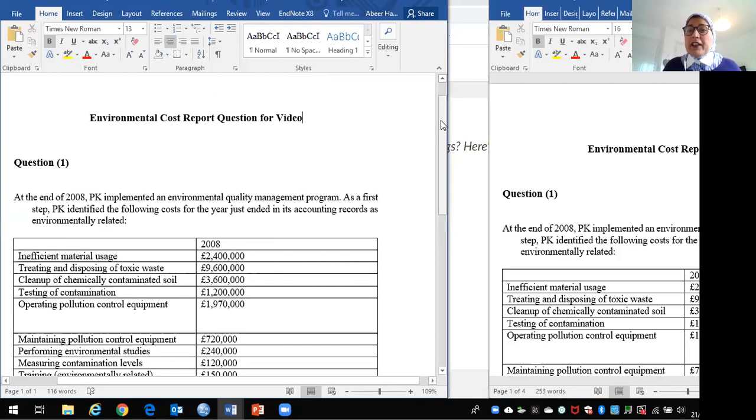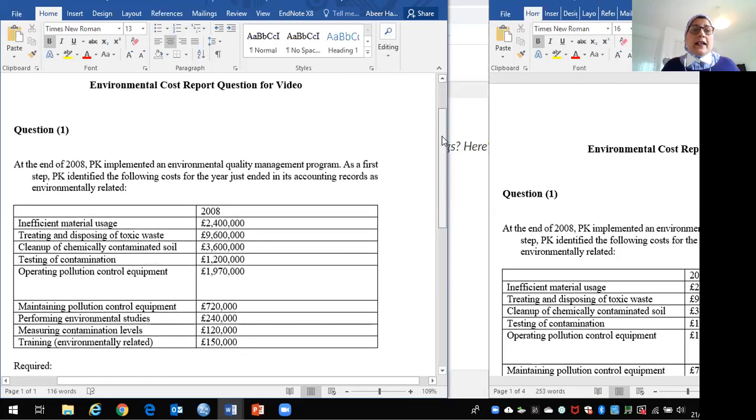Just for simplification, and because we are going to cover the environmental cost report later on when we cover how to prepare environmental financial statements, I will just explain this for illustration only, on 1 year. I never bring a 1 year environmental cost report or quality cost report in a final exam, because this will not allow you to provide a proper comment or a proper analysis.